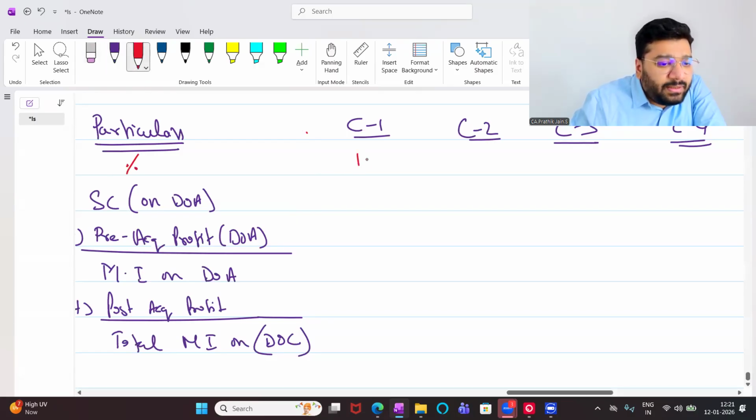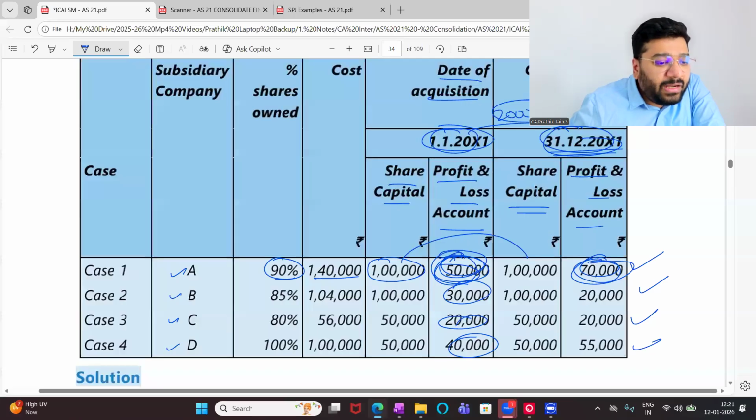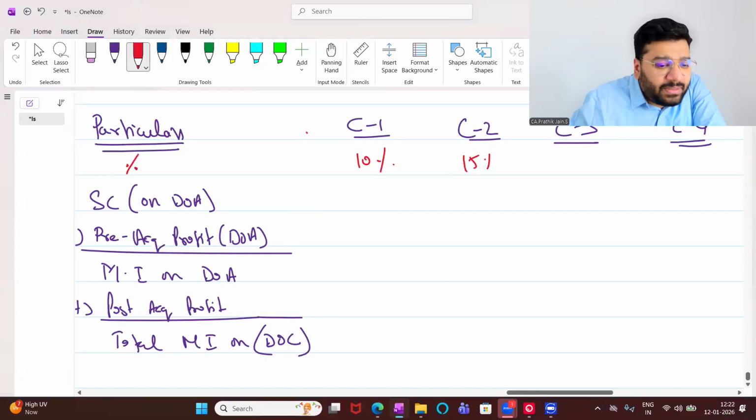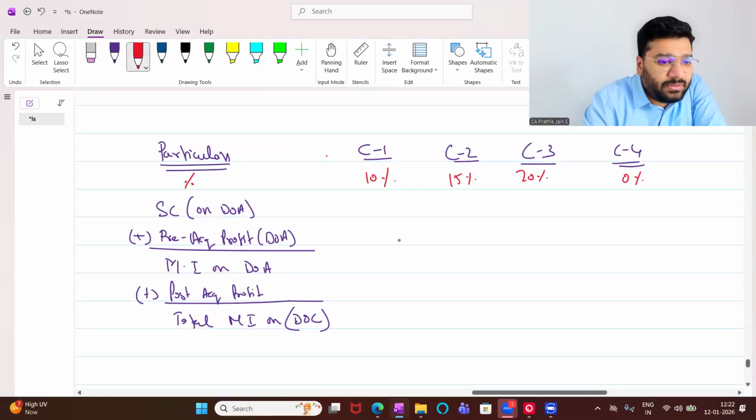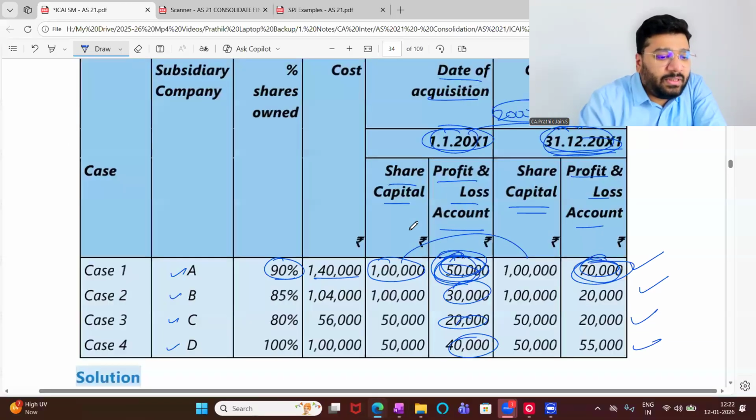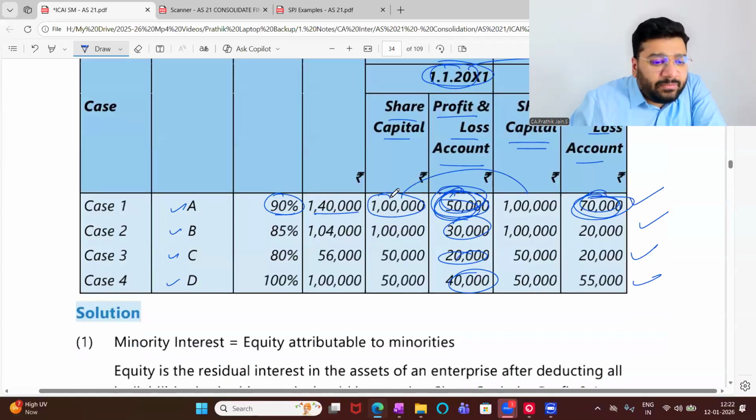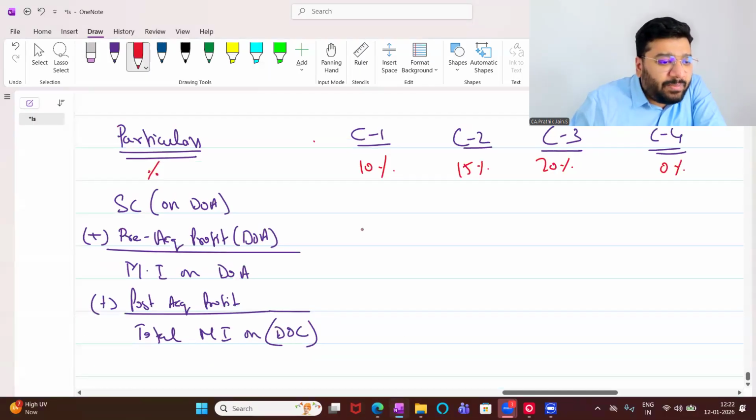How much is it? 10%. Then 100 minus 85, 15%. Then 100 minus 80, 20%. Then 100 minus 100, 0%. Now, the total share capital is 1 lakh. 1 lakh ka 10%. How much is it?